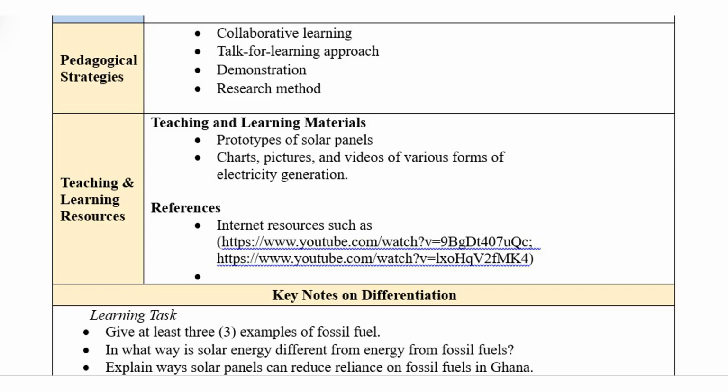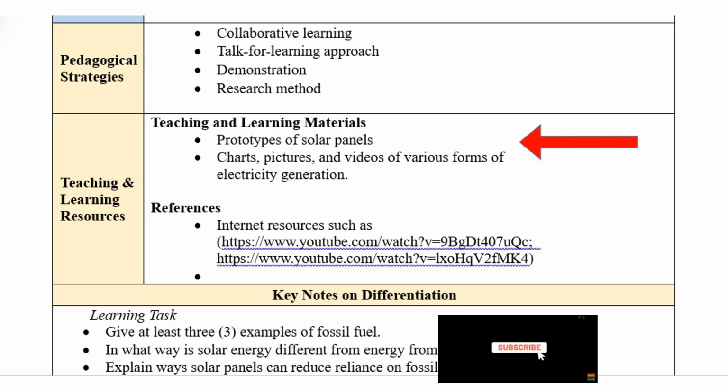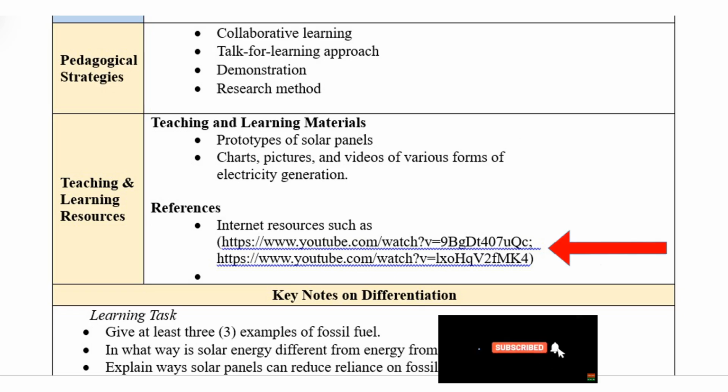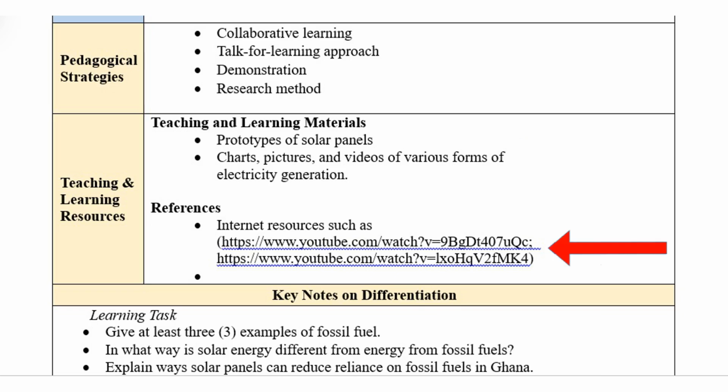Now let's look at teaching and learning resources. It is divided into 2: teaching and learning materials and references. Teaching and learning materials are the physical materials you're going to use in delivery of your lessons. For example, here we have prototypes of solar panels, so it means I'm going to bring a prototype of solar panels and show learners charts, pictures, and videos of various forms of electricity generation.